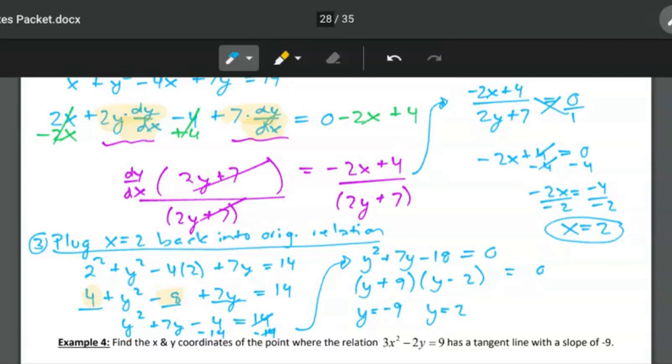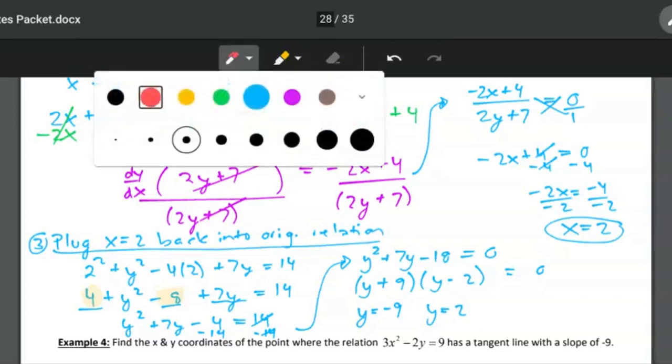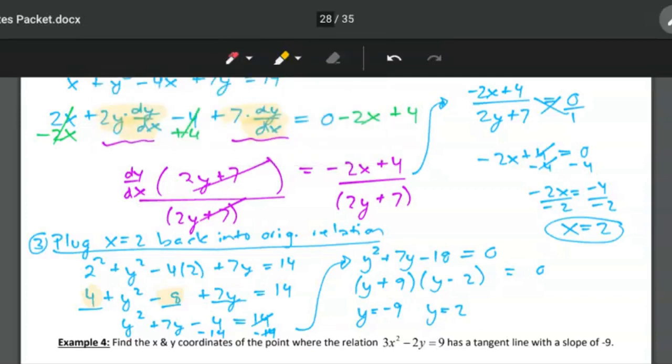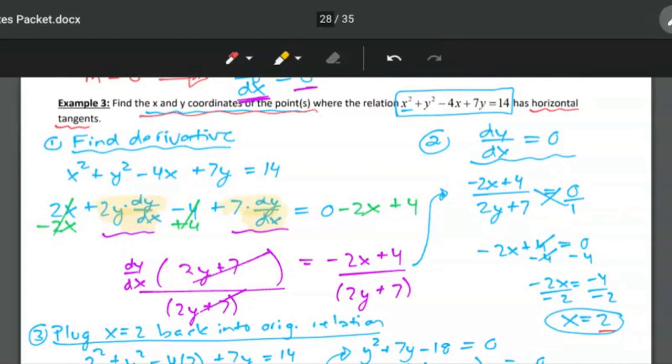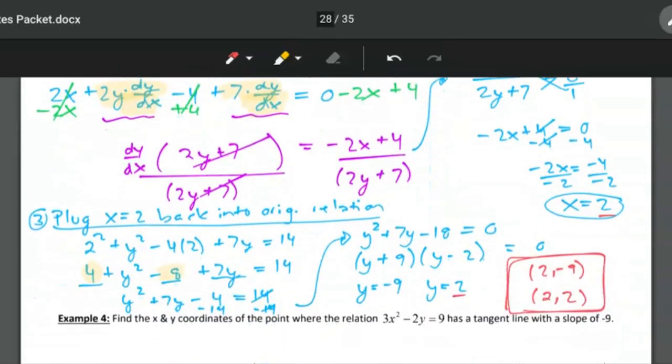So think about our actual points that we got. The x value was 2 for both of them, 2 comma negative 9. And the other same x value was 2, but the other y value was 2, 2 comma 2. Those are the 2 points. Your final answer, if you were looking, it said find the x and y coordinates of the points where this relation has horizontal tangents. Those would be those 2 points. We were able to only solve for one x value, but when we plugged that x value in, we got 2 y values that went with it. So that meant there were actually 2 points and they just both have an x value of 2.